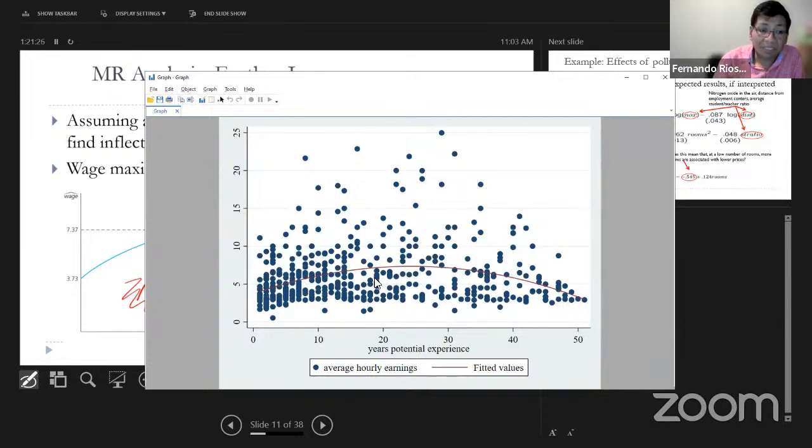However, and I think I have an example of that later, if the inflection point would have been around here, would it matter that after that you have a negative returns to experience? No, or probably not, because in your data, nobody would have more than 50 years of experience. So the points beyond the inflection point are meaningless for your analysis.